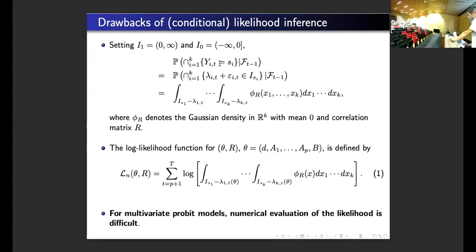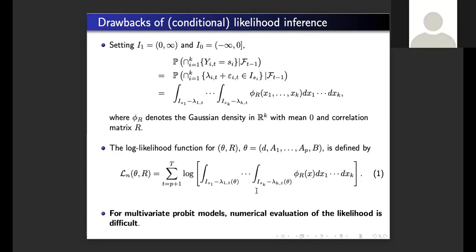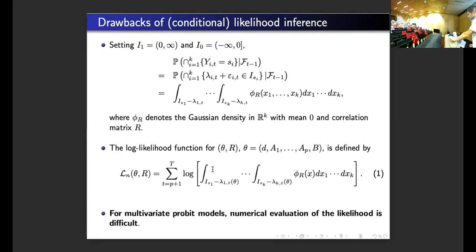If you consider the probability of getting an arbitrary binary vector conditionally on the past, you obtain the integral of the Gaussian density. The number of integrals is equal to the number of species, and this integral is taken on some rectangle involving the parameter. So it's quite difficult to optimize this, and the log likelihood has this following expression. As discussed in the talk of Julien yesterday, the numerical analysis of this is difficult, so you have to use very specific techniques. In this talk, I will totally avoid the numerical difficulties.